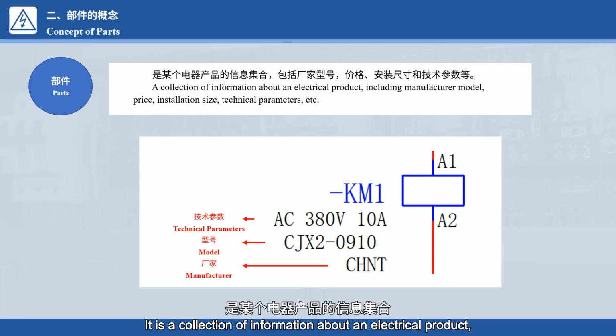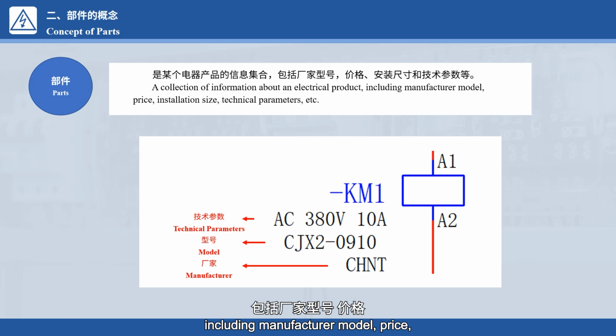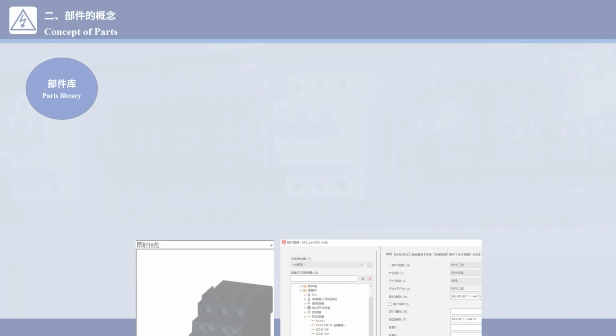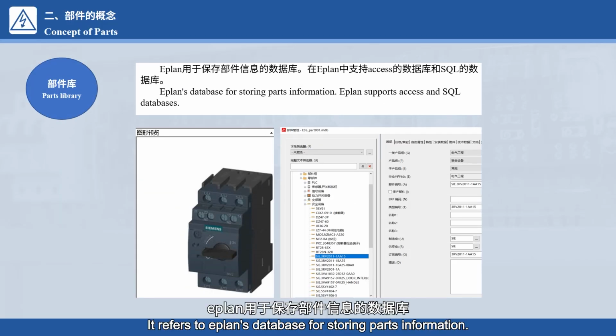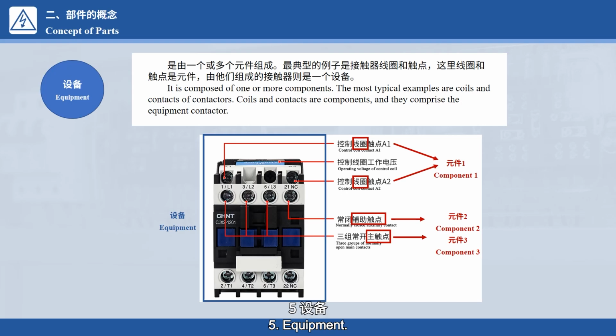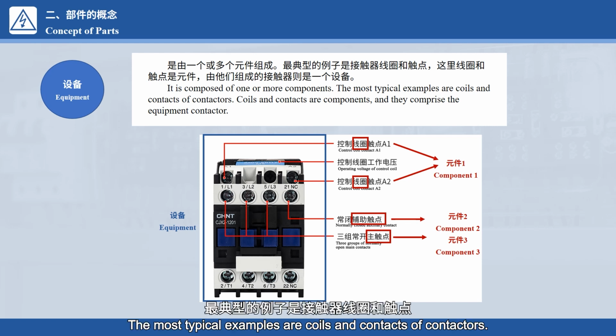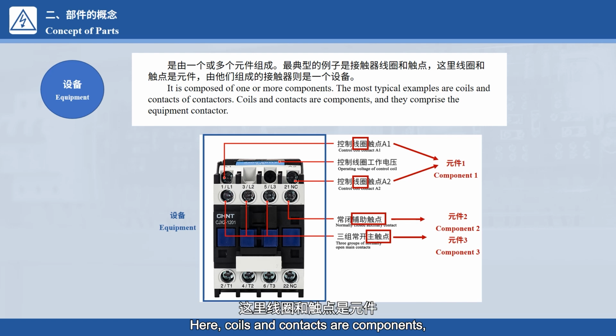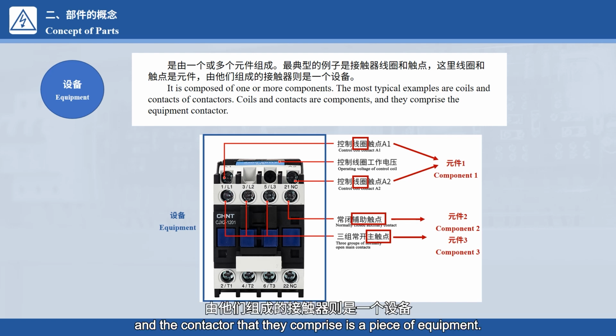3. Parts. It is a collection of information about an electrical product, including manufacturer model, price, installation size, technical parameters, etc. 4. Parts library. It refers to E-Plan's database for storing parts information. E-Plan supports Access and SQL databases. 5. Equipment. It is composed of one or more components. The most typical examples are coils and contacts of contactors. Here, coils and contacts are components, and the contactor that they comprise is a piece of equipment.